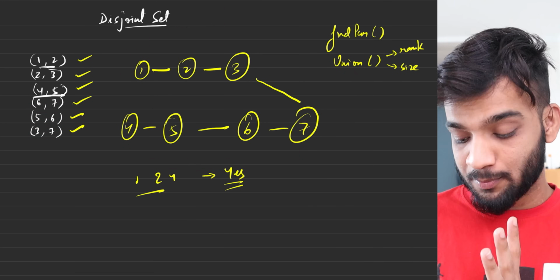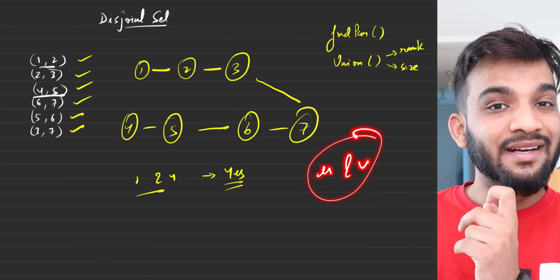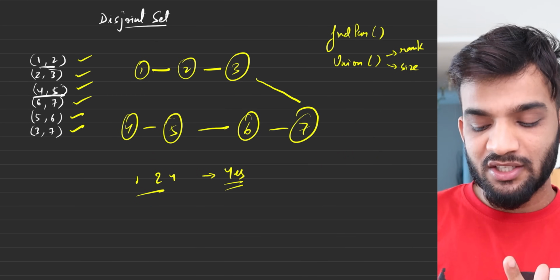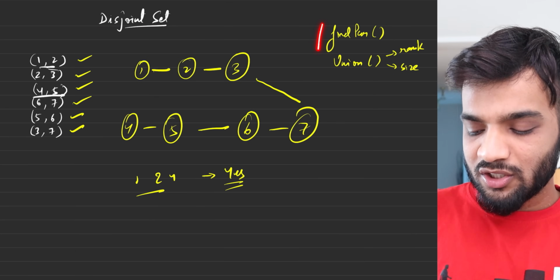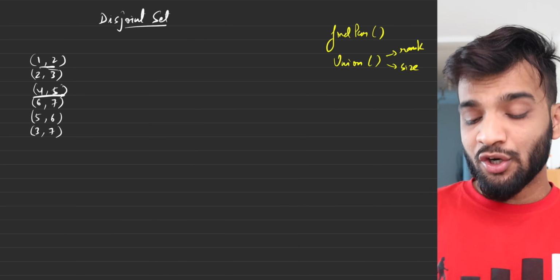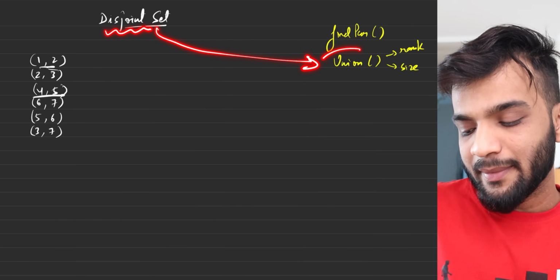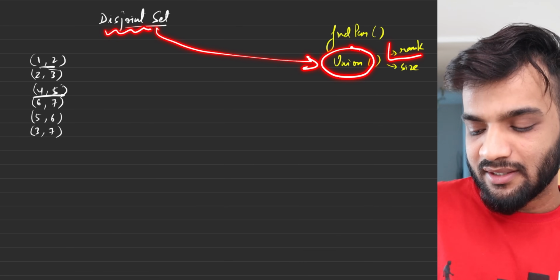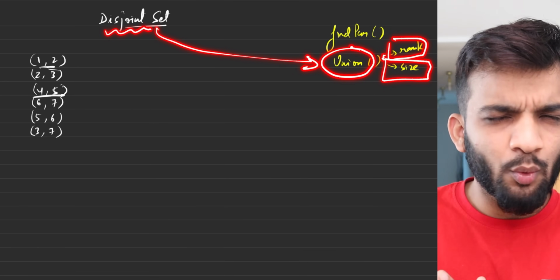So I can ask you this particular question: do any u and v belong to the same component at any particular time? So this is the use case of the disjoint set data structure. Now let's quickly check out what find parent and union are exactly. In order to implement a disjoint set data structure, we can implement union in two ways. One is by rank, the other one is by size. So I can follow two ways of doing it.